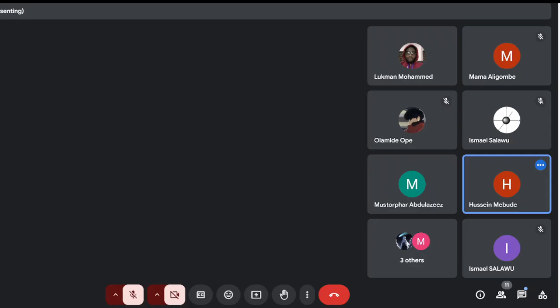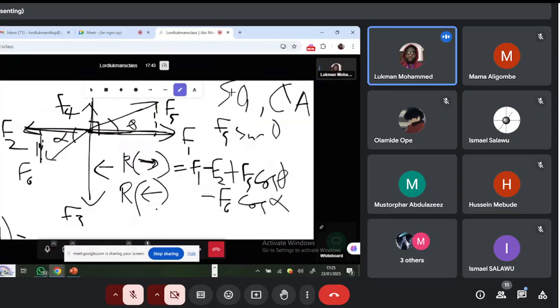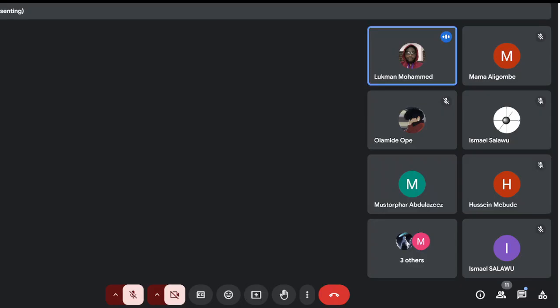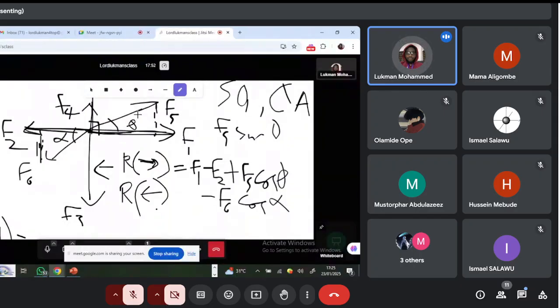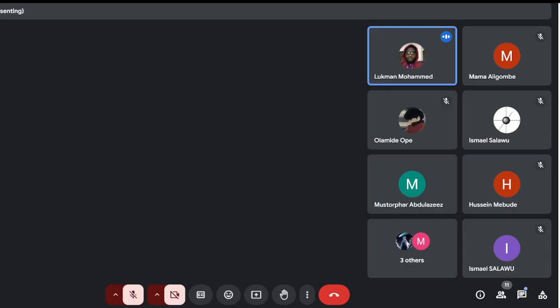So look at here now. I wrote SO only, I did not put H for sine. I wrote CA only, I did not put H. This is the hypotenuse. The hypotenuse is the longest side of a right-angled triangle. If I look at this right angle triangle now, this is the right angle sign, and this side facing it is the hypotenuse.